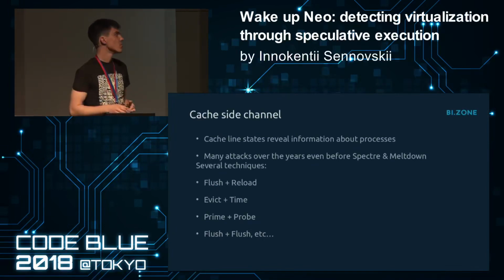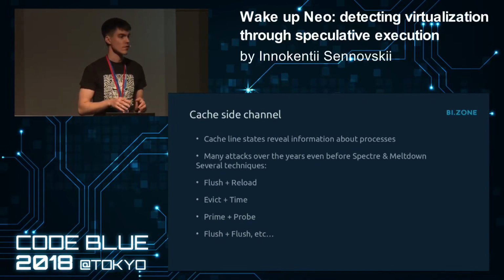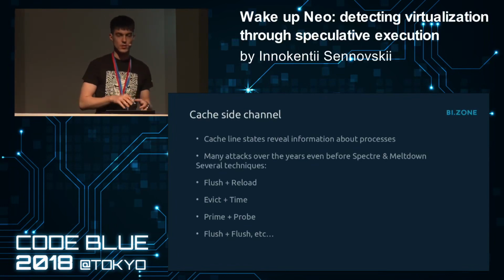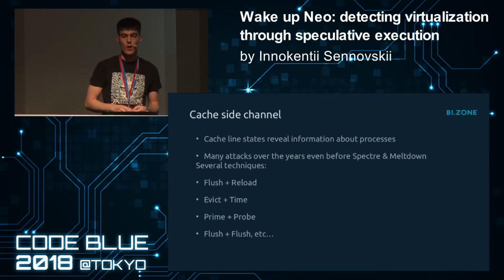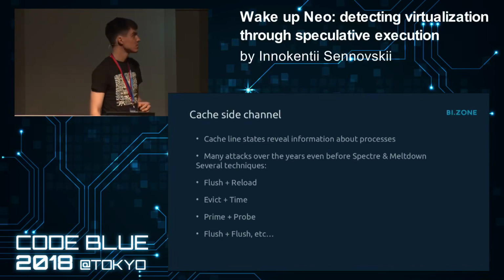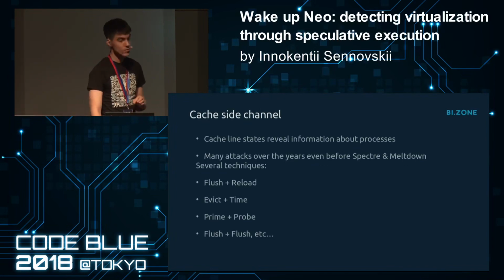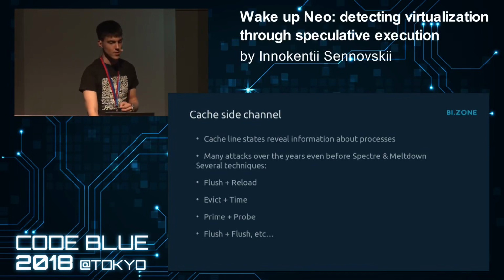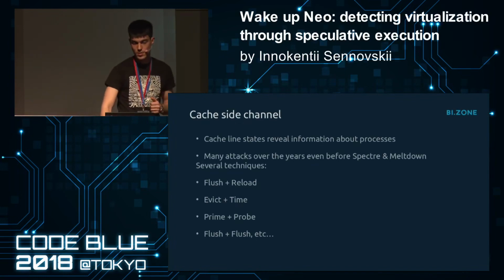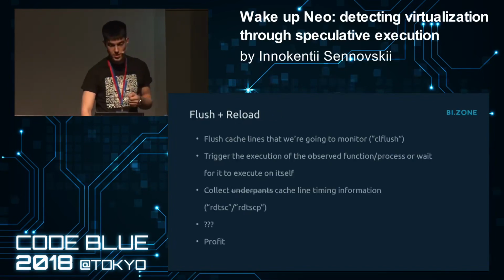For example, if you access a certain location and a cache line is committed to the CPU, after that you can discern whether the cache line was committed. There are several techniques for abusing side channels. One is flush and reload. Evict plus time and flush plus flush are variations of the flush plus reload attack, and there is also prime plus probe. I'll be going into more detail on flush plus reload since I use it in my technique.